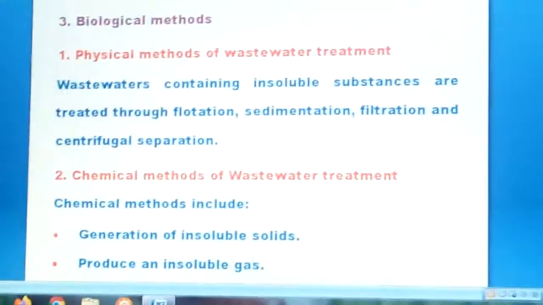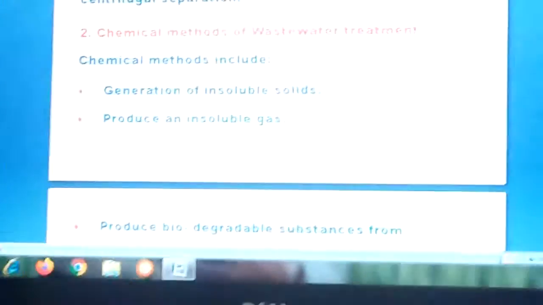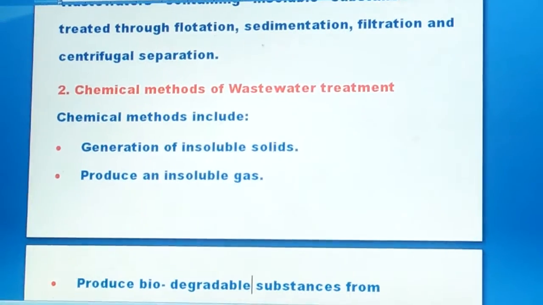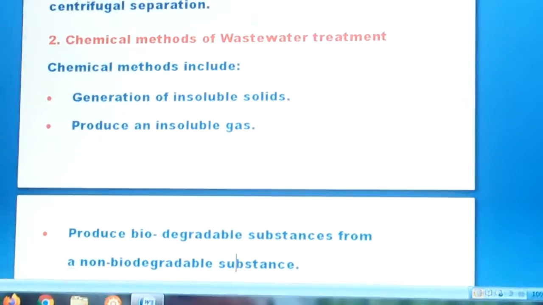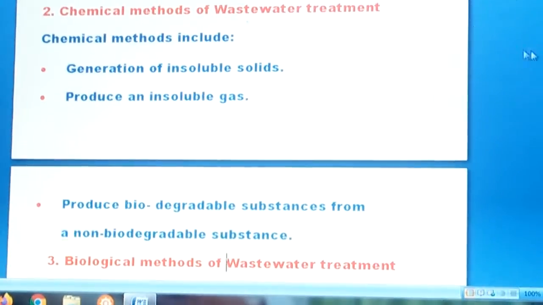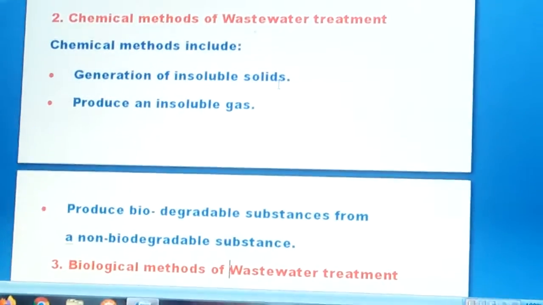Now, the next one is the chemical method of wastewater treatment, and that includes generation of insoluble solids, producing an insoluble gas, then producing biodegradable substance from the non-biodegradable substance. So now we can see one by one. See, actually generation of insoluble solids. How can it generate insoluble solids?